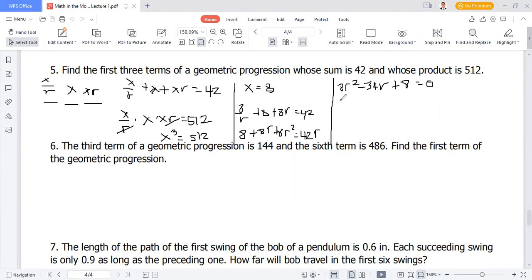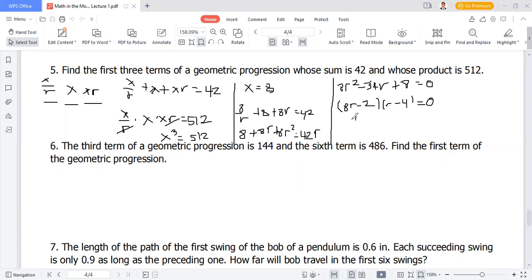So, ano sa tingin nyo? Factor out natin. 8r tapos r. So, try natin yung negative 2, negative 4. So, negative 2 times negative 4, positive 8. Negative 2r, and then negative 32r, that is negative 34. So, tama, no? So, solve lang natin yung r dito.